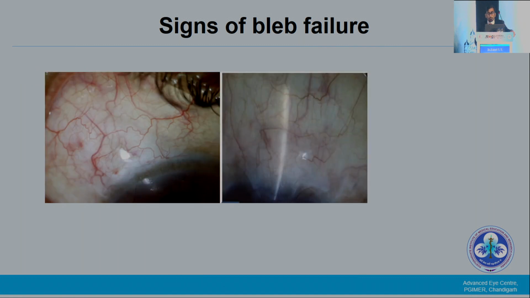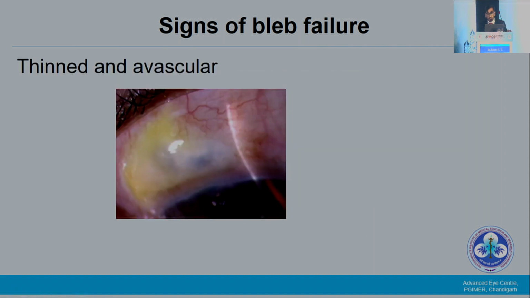A very late sign may be a flat bleb or a scarred bleb like this. One should tackle these changes, and identify these changes very early. A very thin and avascular bleb is also a risk for failure, because this indicates avascular necrosis and poor functioning of the bleb also.